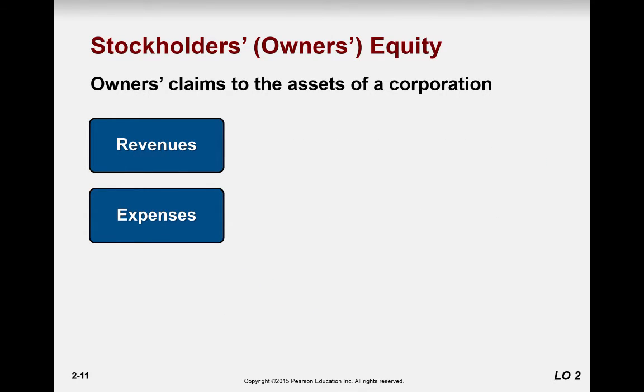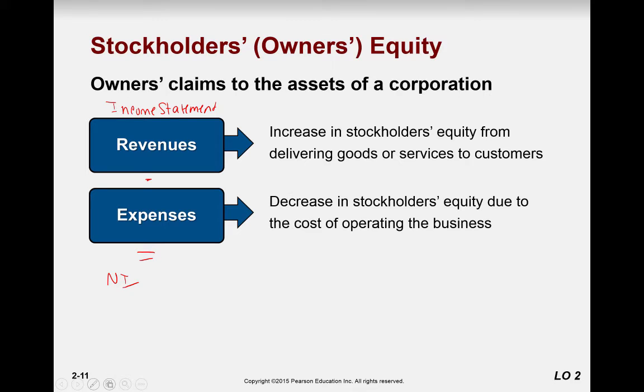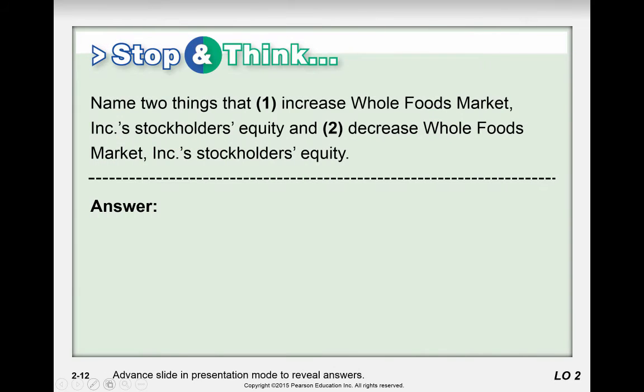Now, part of owner's equity is revenues and expenses, which is recorded on our income statement. Recall, revenues minus expenses equals our net income. Revenues are basically, they increase your stockholders' equity based on the fact that you're selling goods or services. So when Gap sells you a pair of jeans, that's their revenue. Expenses decrease that stockholders' equity.